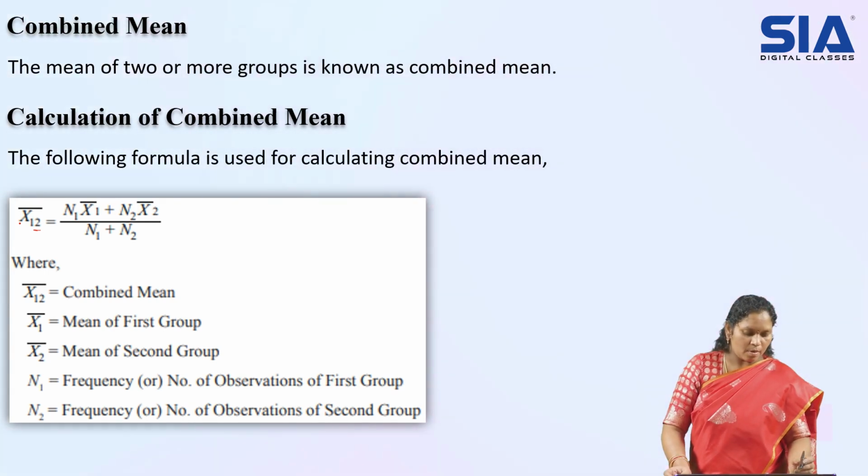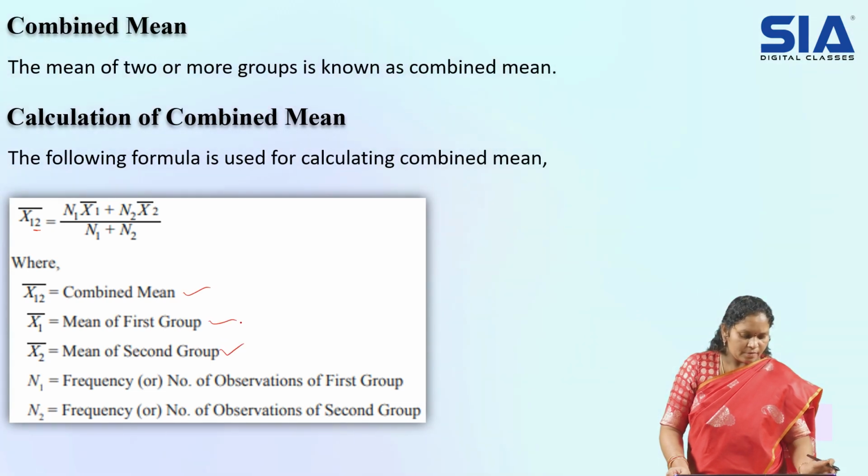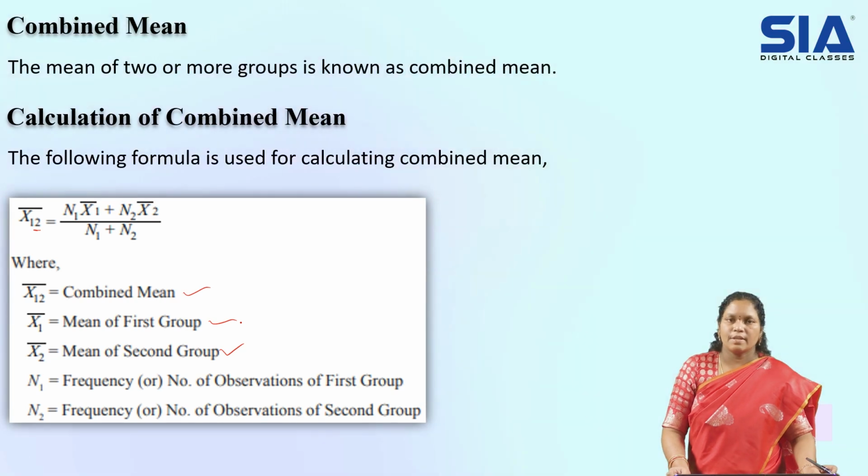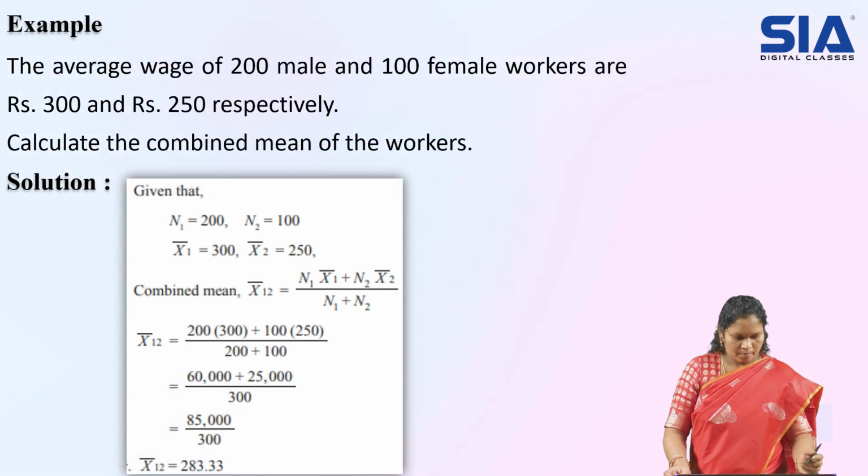Now check it out. The formula: x12 bar is equal to n1 x1 bar plus n2 x2 bar, by n1 plus n2. They'll specify x1 bar, x2 bar, and n1, n2. We substitute in the formula and get the answer. Now let us check how the problem goes for this combined mean. Here is an example problem.